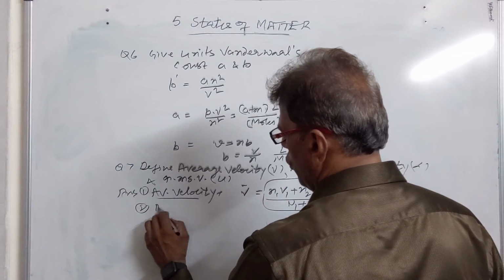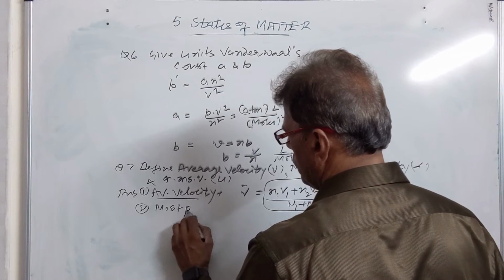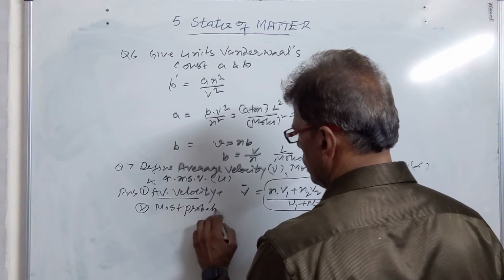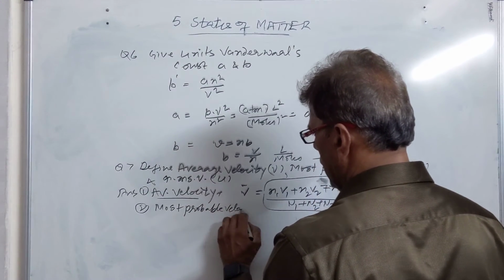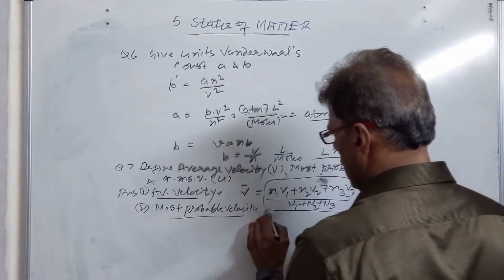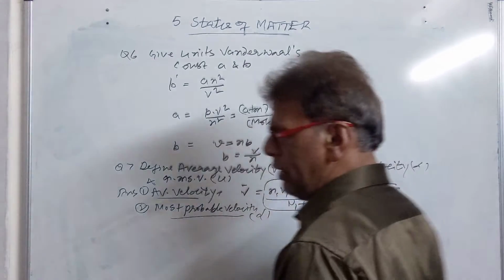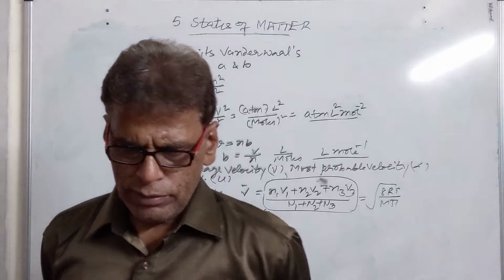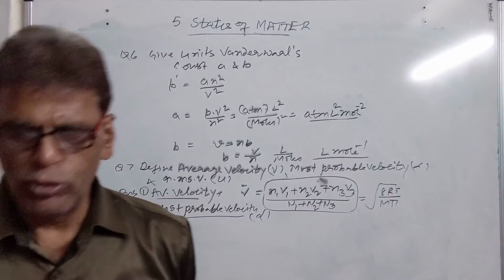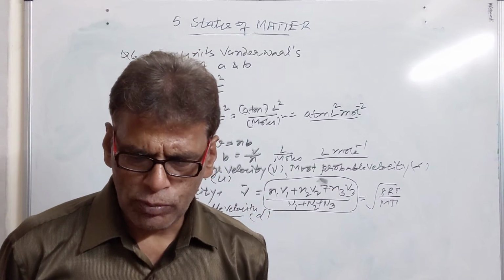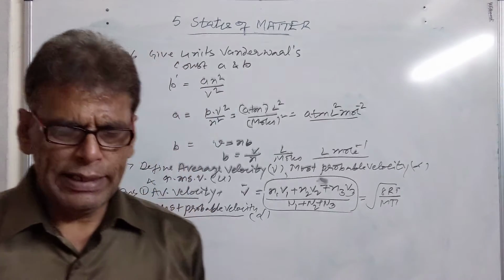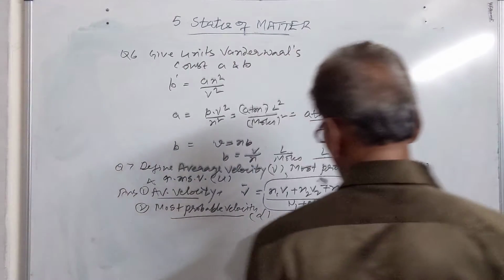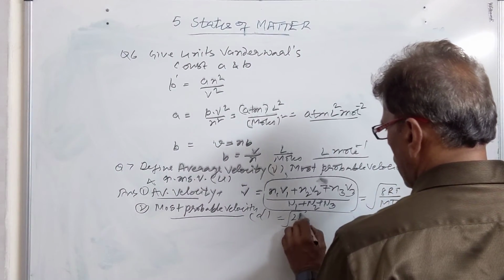Then we have most probable velocity. As the name indicates, it is the velocity possessed by the maximum gas molecules, that is called most probable velocity, and it is also calculated from the formula under root 2 RT upon m.